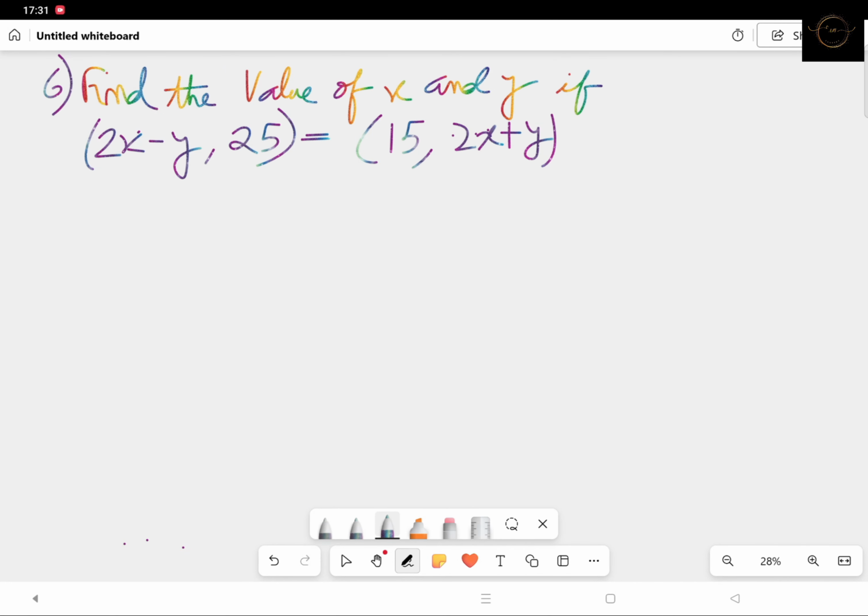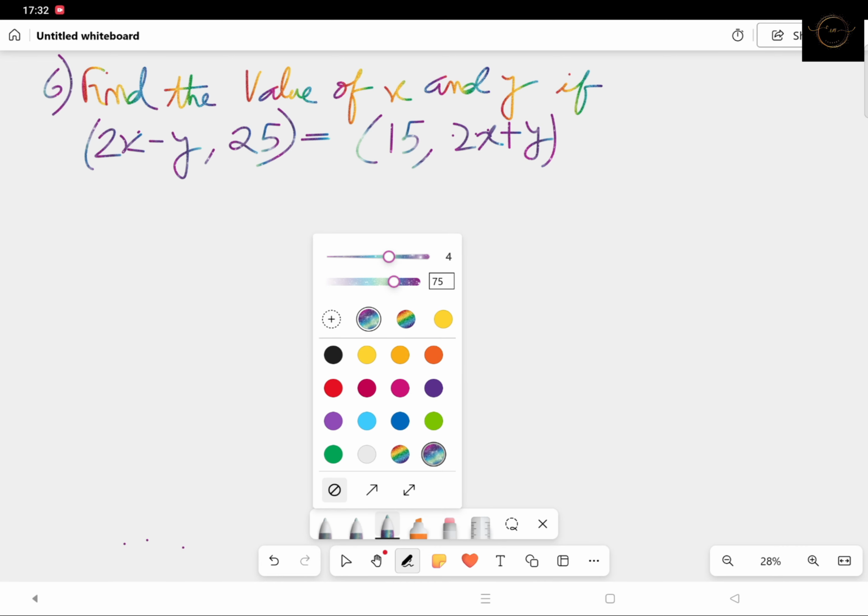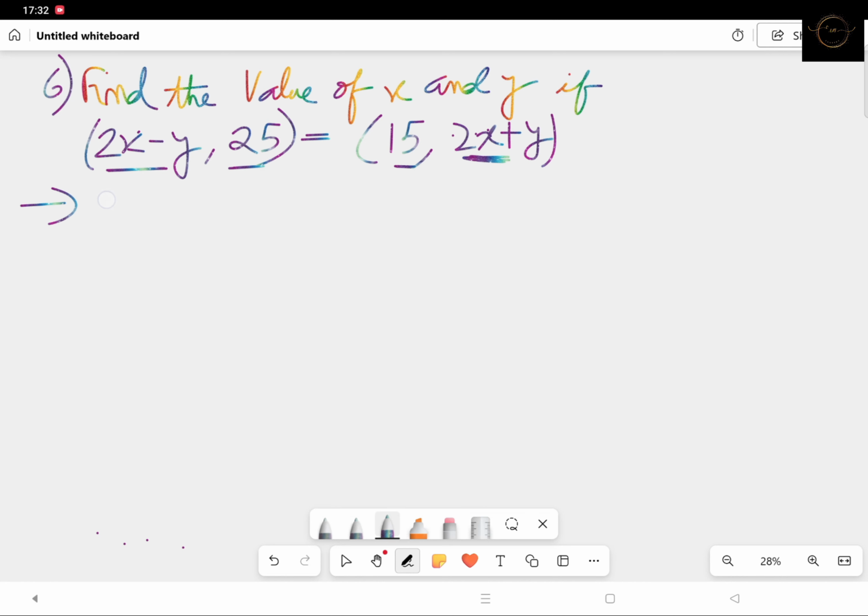Now here is the next question on the board. Find the value of x and y if (2x minus y, 2y) equals (15, 2x plus y)? As it's a case of ordered pairs, from the property of ordered pairs we know that if (a, b) are two ordered pairs and they are equal, then the first part will be equal to the first part and the second part will be equal to the second part. So therefore what can we write?